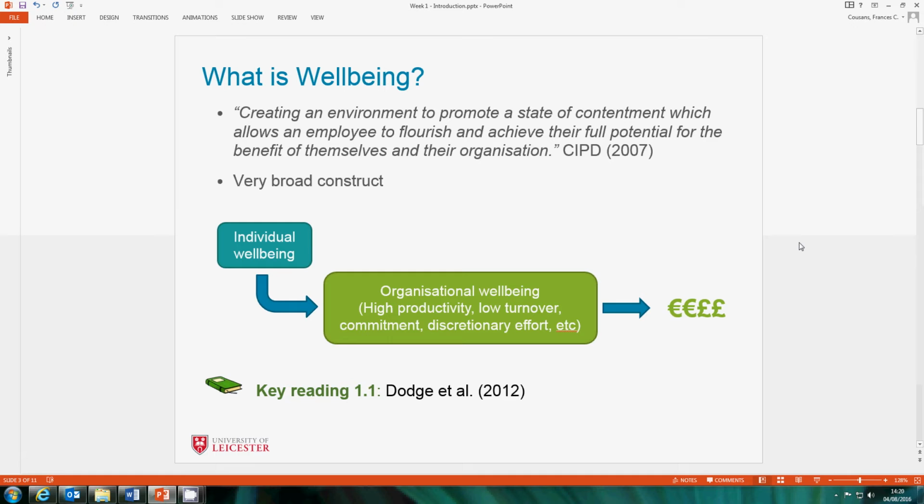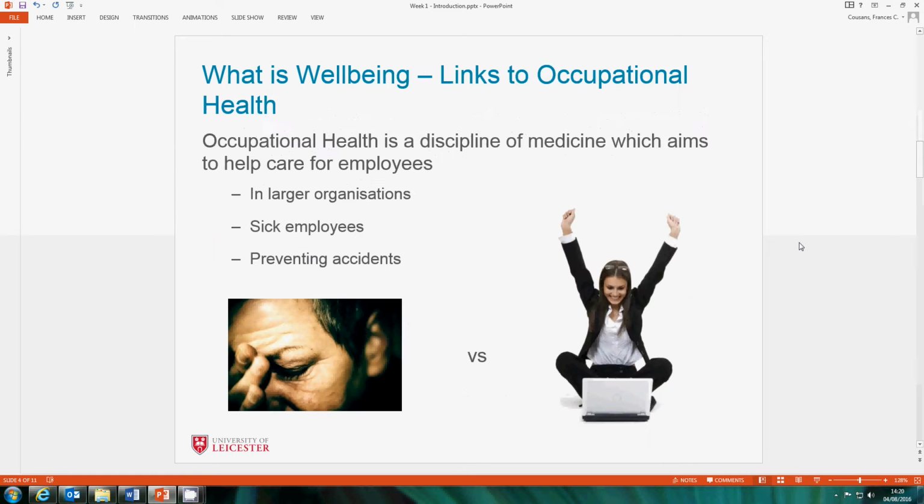For your first key reading, and there's a link to this up on Blackboard, Dodge et al. provide an excellent overview of the challenges of defining wellbeing from a multidisciplinary perspective, and they give a new possible definition of wellbeing. Their article links really closely to the position of positive psychology, which is something that we'll cover a bit later on in the module, and that's around wellbeing or health being more than simply the absence of illness.